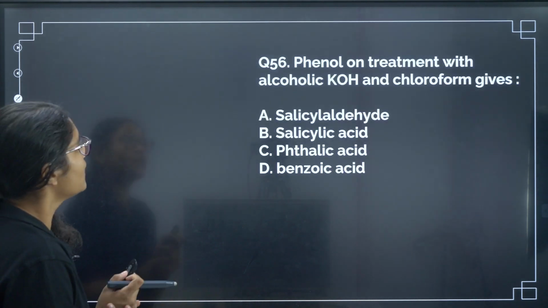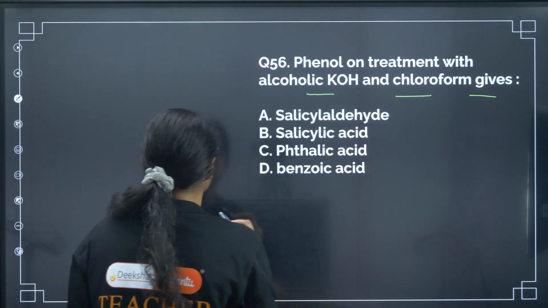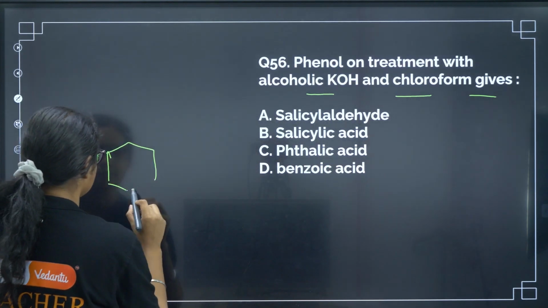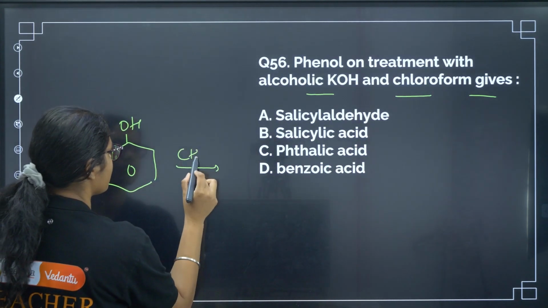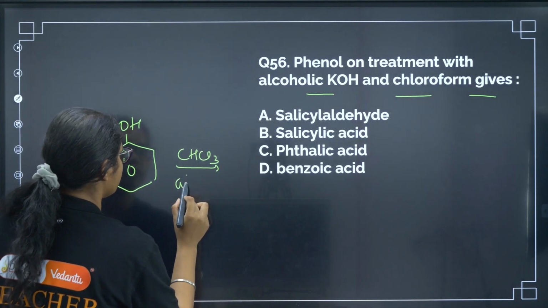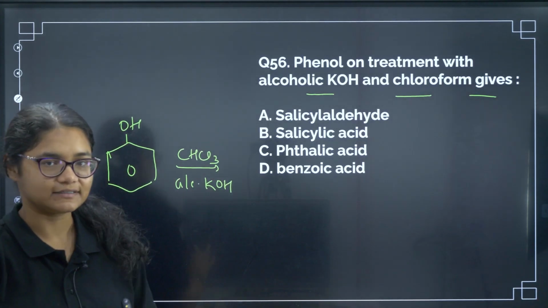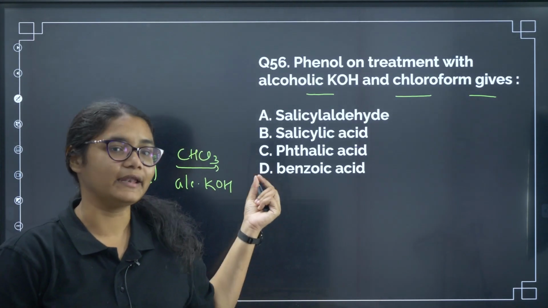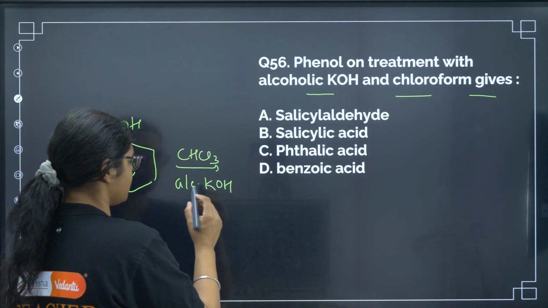We have phenol on treatment with alcoholic KOH and chloroform gives. So this is a very common reaction. Phenol, on reaction with chloroform and alcoholic KOH. I hope many of you will be knowing the answer, but I want all of you to comment the name reaction for this in the comment section. Let us see how many of you have remembered.